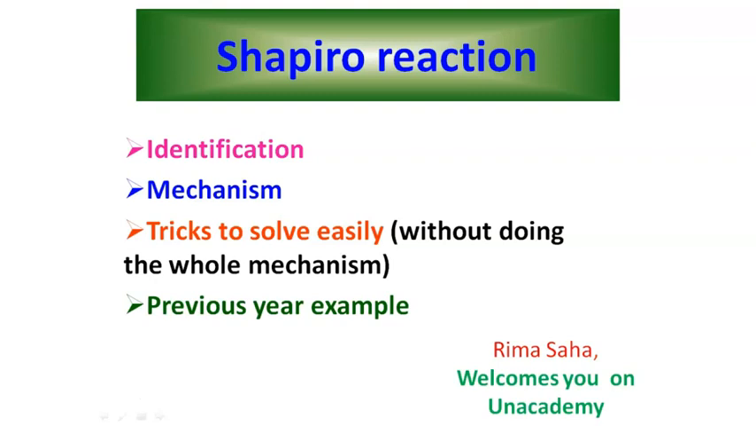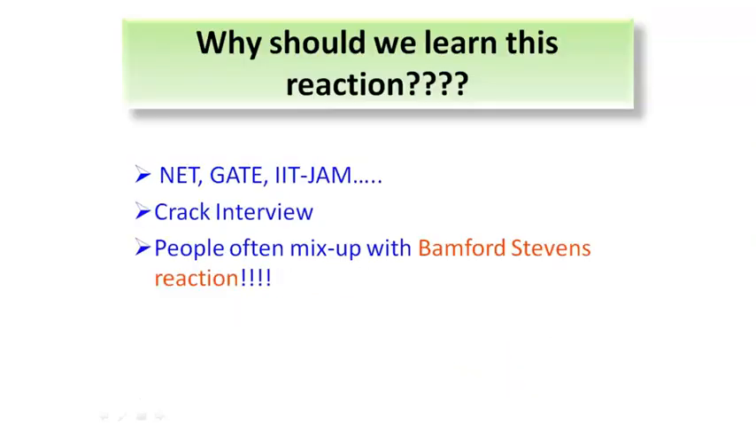So before doing all these things, let me tell you why we should learn this reaction, why this is so important. Well, this is a very common question in competitive level examinations of chemistry, mostly CSIR NET and GATE. And it is a popular question for interviewers as well, because there is another reaction named the Bamford-Stevens reaction, which is quite similar to the Shapiro reaction. So people often mix up these two reactions. For that, we need to learn the Shapiro reaction very carefully first.